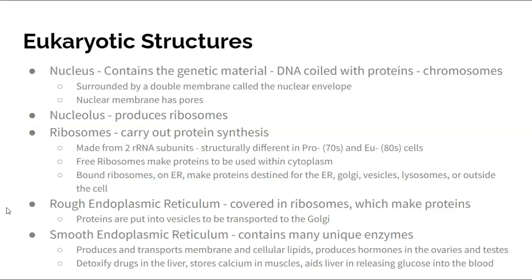Ribosomes are responsible for protein synthesis, and we'll talk way more about that in the next unit. But ribosomes are made from two rRNA subunits. The R in rRNA stands for ribosomal RNA. And ribosomes are structurally different in prokaryotic and eukaryotic cells. We talked about this on the last slide. Prokaryotes have 70S ribosomes, eukaryotes have 80S.